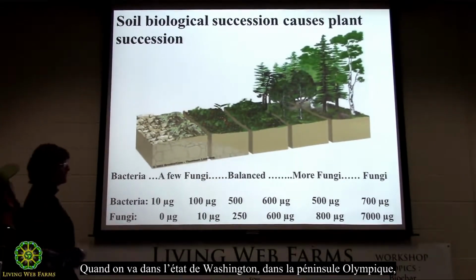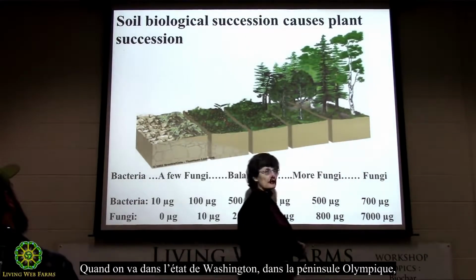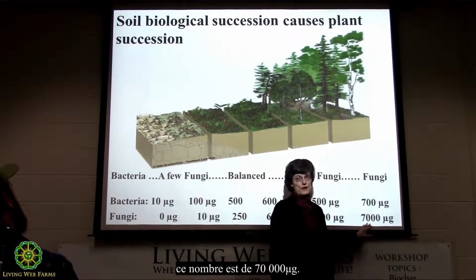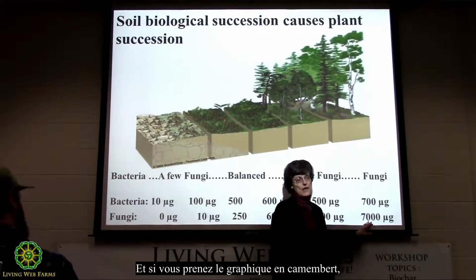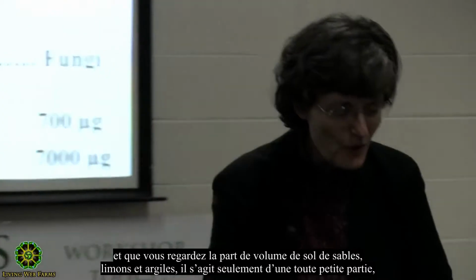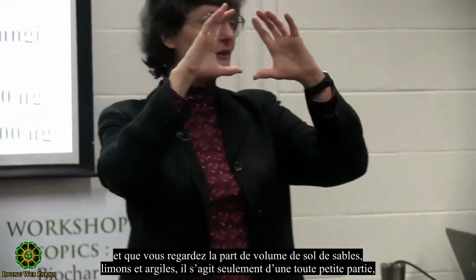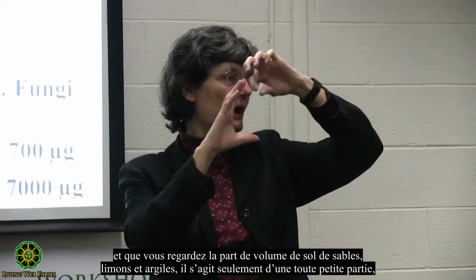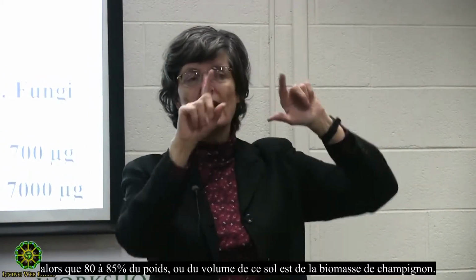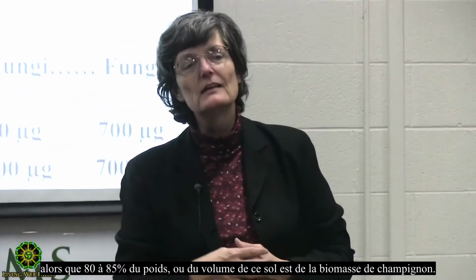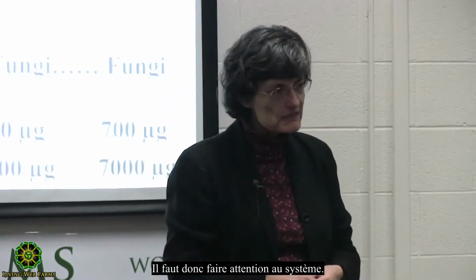When we get to Washington State, up in the Olympic Peninsula, this number is 70,000. And when you look at that pie chart, and you look at how much the volume of a soil is sand, silt, clay, it's a teeny tiny amount of that soil is sand, silt, and clay. 80 to 85% of the weight or volume of a soil is fungal biomass. So you've got to pay attention to the system.